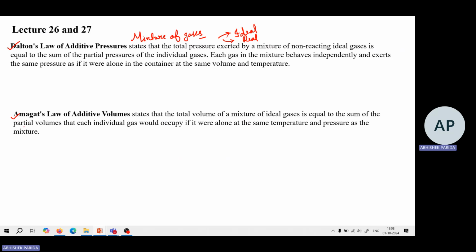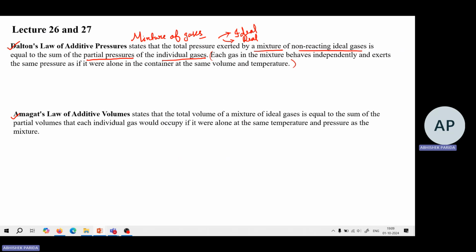Now, what does it say? The statement is such that the total pressure exerted by a mixture of non-reacting ideal gases is equal to the sum of the partial pressures of the individual gases. The other expression can be: each gas in the mixture behaves independently and exerts the same pressure as if it were alone in the container at the same temperature.